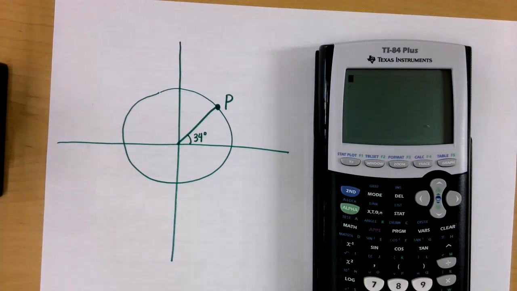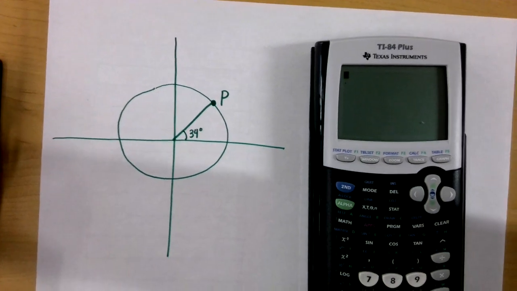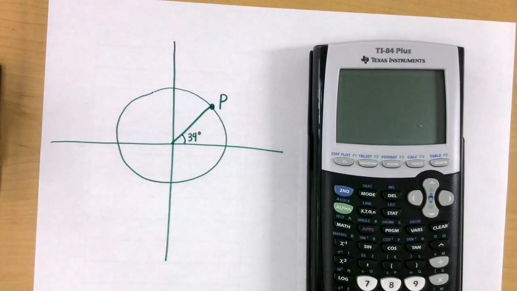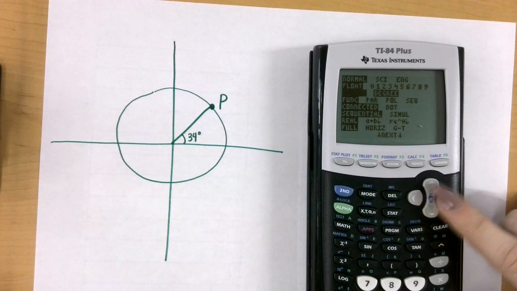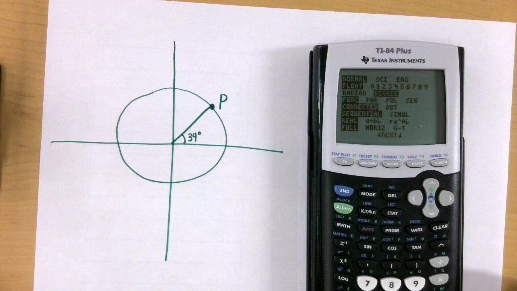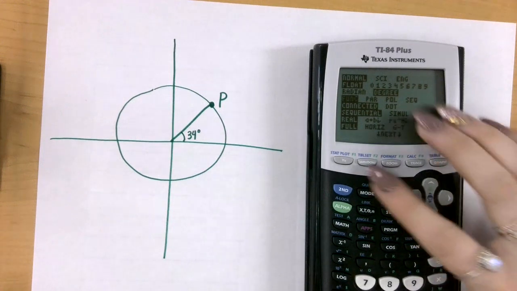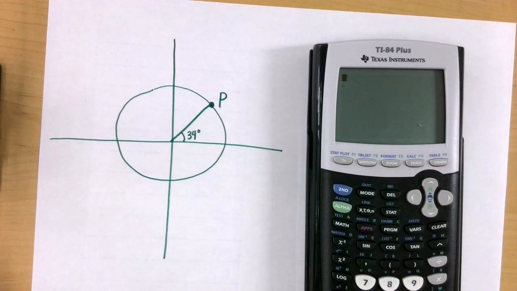And we need to make sure our mode is in degrees so that you're getting the correct answers today. Okay. Let me adjust this real quick. There we go. So you're going to hit the mode button here, and then down here where it says radian and degree, we want to make sure degree is the one that is highlighted. Then we can go back to our original screen.